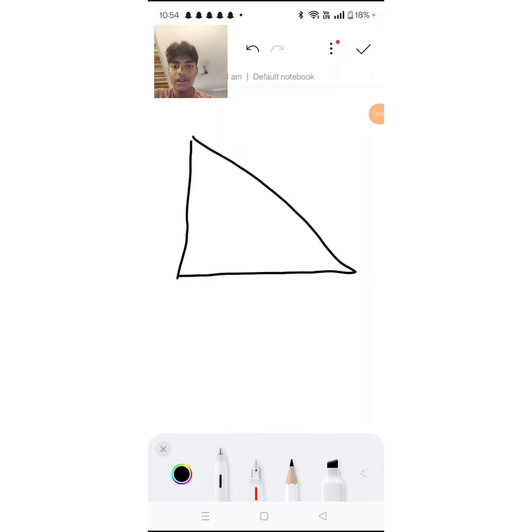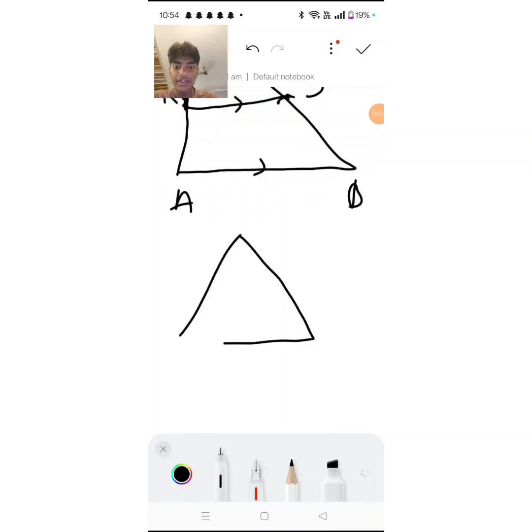So this is a right angle triangle. Now this is A, this is B, and this is C. And we have K, which is the midpoint of A and C, and we have J, which is the midpoint of B and C. Now when you join JK together, JK would be half of AB, right? So basically a line drawn joining the midpoints of two sides of a triangle would be half of the third side of the triangle.